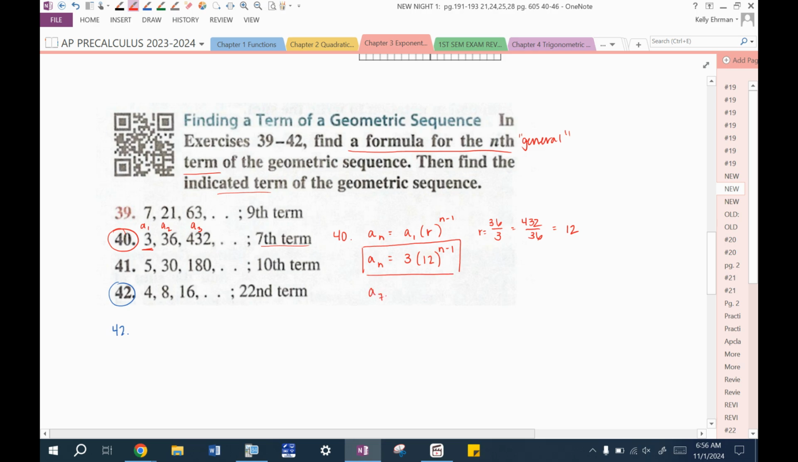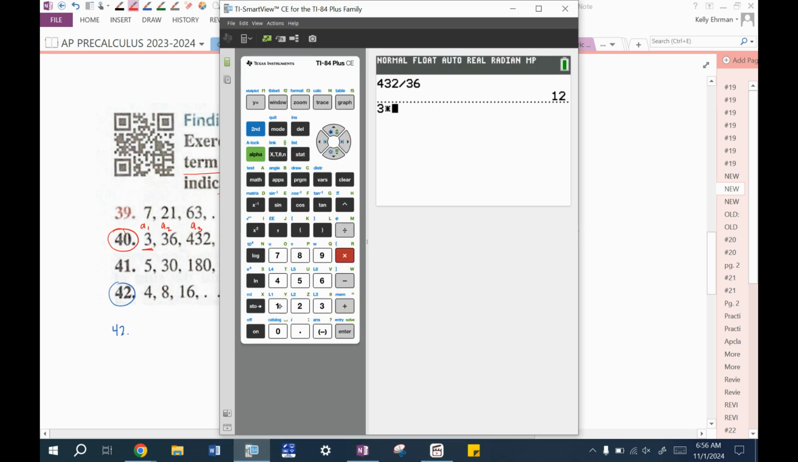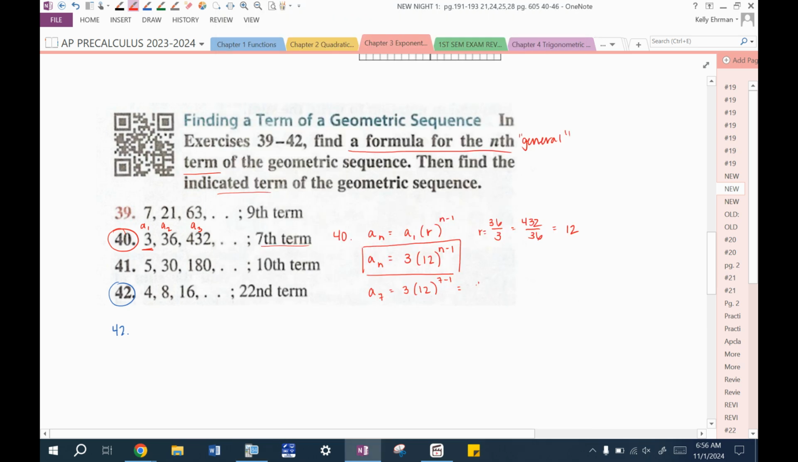So if I want to find the 7th term, it should be 3 times 12 to the 7 minus 1 power, which is 3 times 12 to the 6th. So 3 times 12 to the 6th power is 8,957,952. Okay, so that's our 7th term.